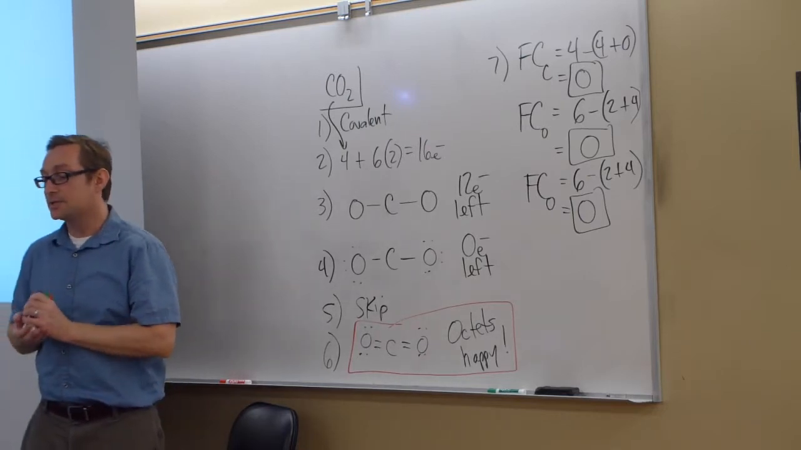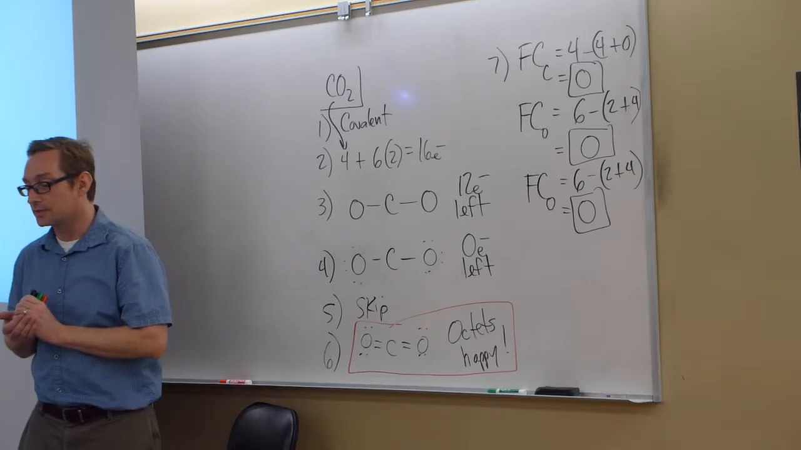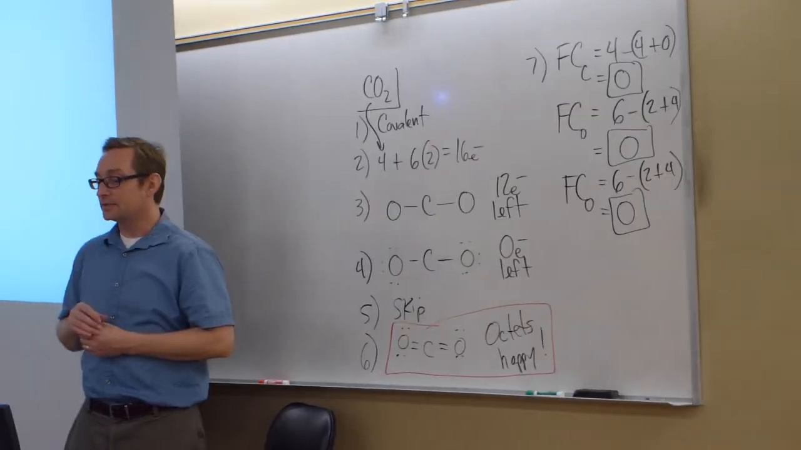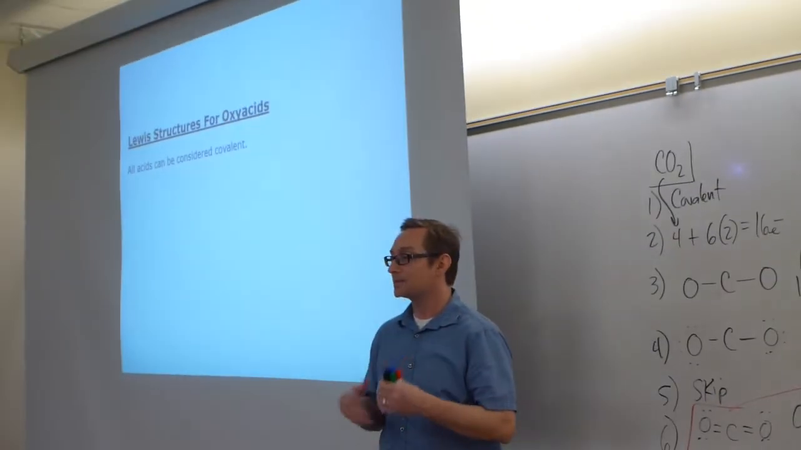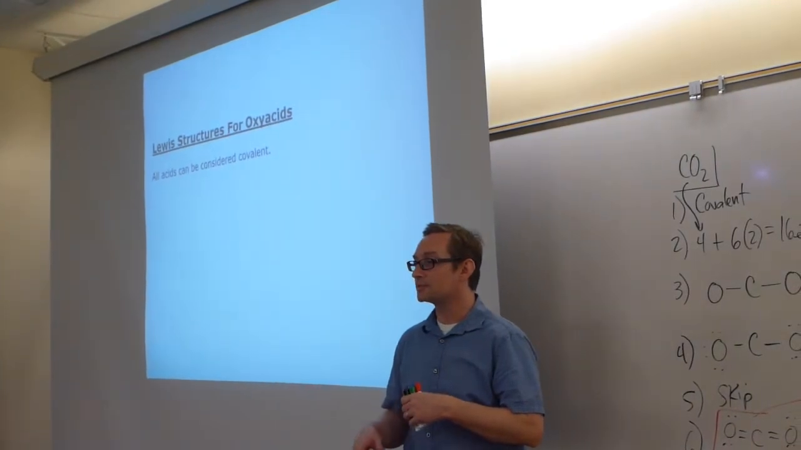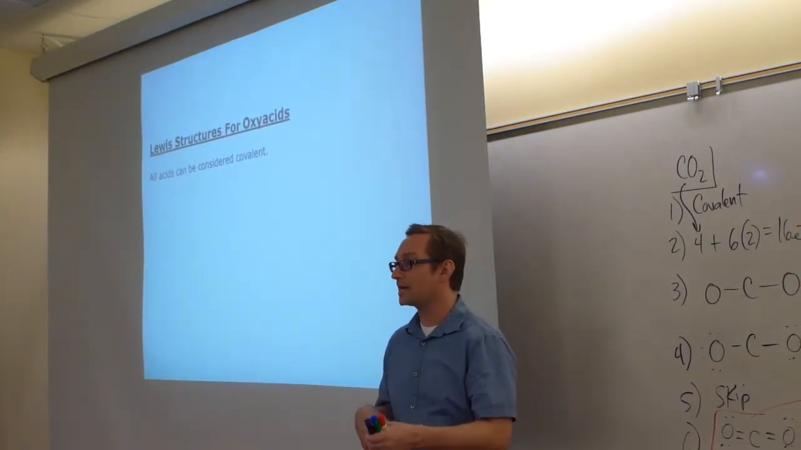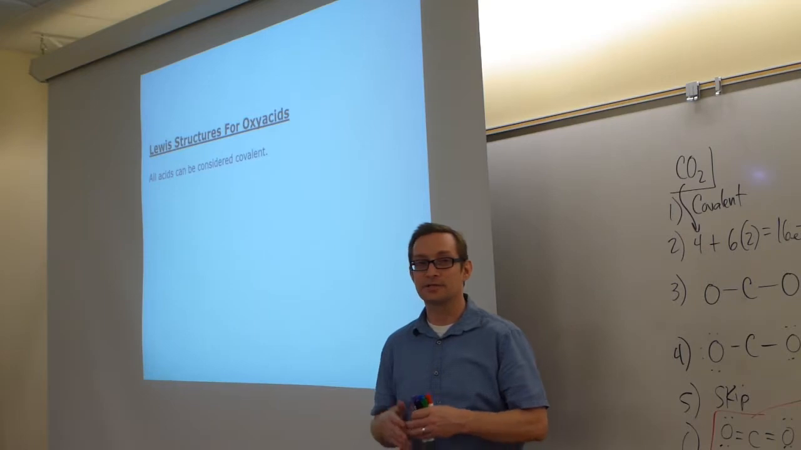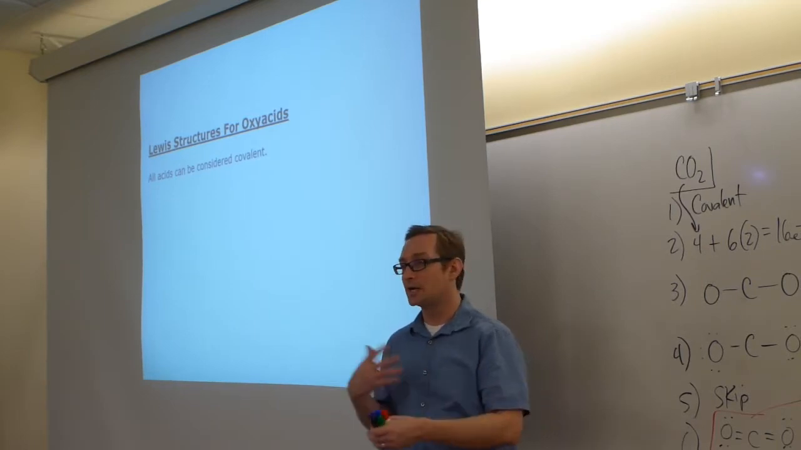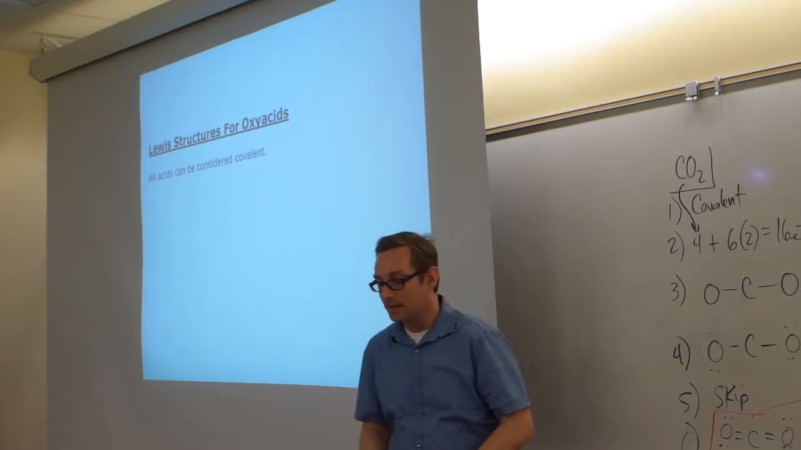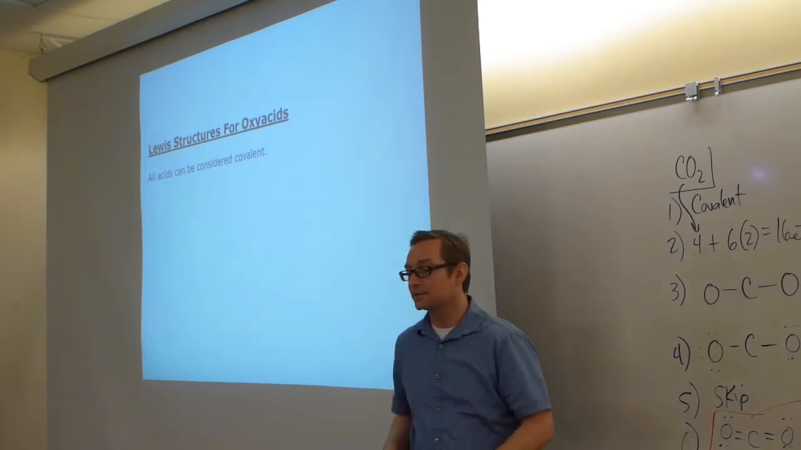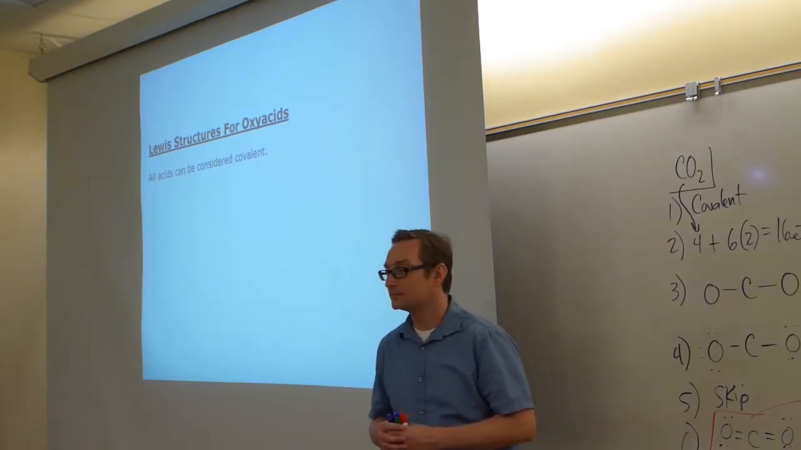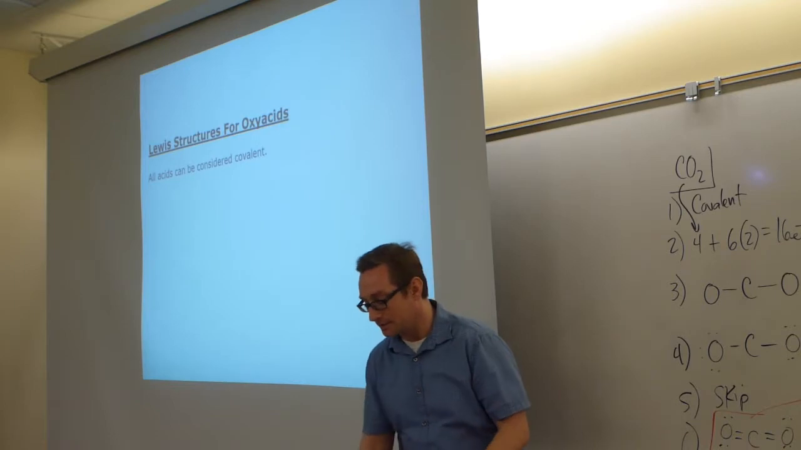Okay, now here's something new for Lewis structures as well. Have you ever wondered what the structure is for some of the acid names you learned? For example, what's the structure for chloric acid? What's the structure for acetic acid? We talked about all these acid names. All acids are to be considered covalent. So it's not ionic, it's covalent.